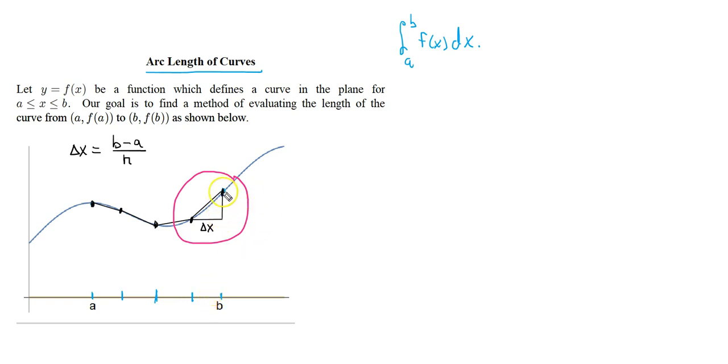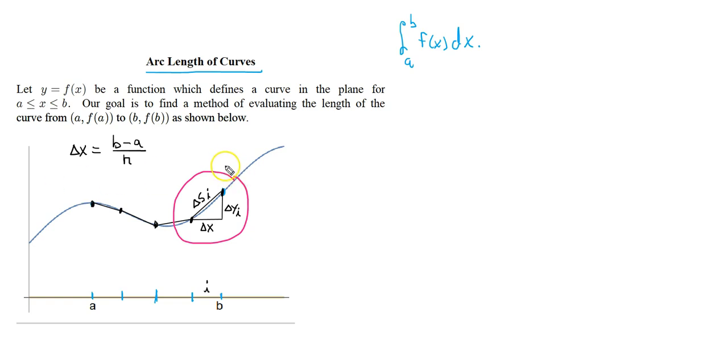Now the length of this side we'll call delta y, and we'll denote it with a subscript i. You see, because delta x, if we use this formula here, will be the same for each subinterval, but the change in y will be different for each one. So if this is the ith subinterval down here, then we'll call this distance right here delta y sub i. Now we want to calculate this distance. We'll call that delta s sub i, like that.